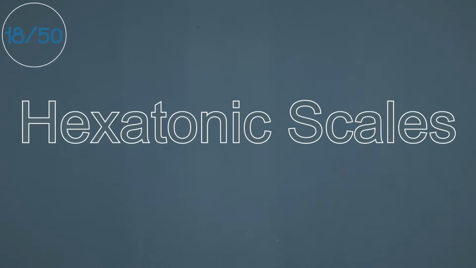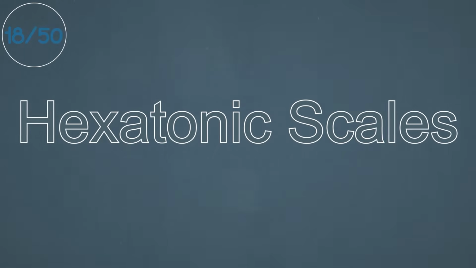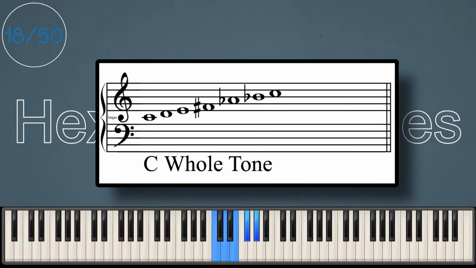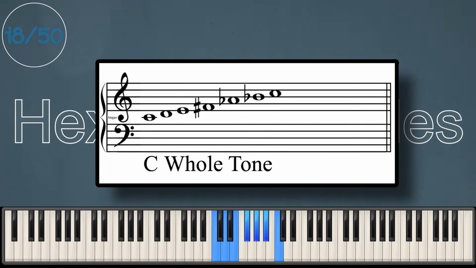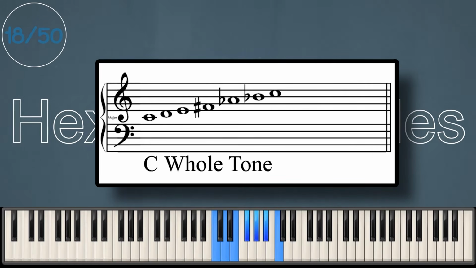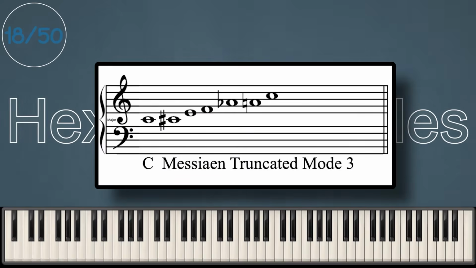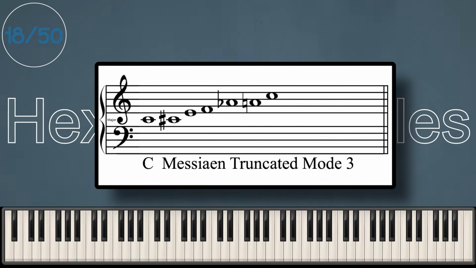A hexatonic scale is one that contains 6 notes per octave. Common examples that you will see are the whole tone scale, which is a scale that's made up of all whole steps, the blues scale that we just went over, and the augmented scale, which is a scale made up of alternating half steps and minor thirds.